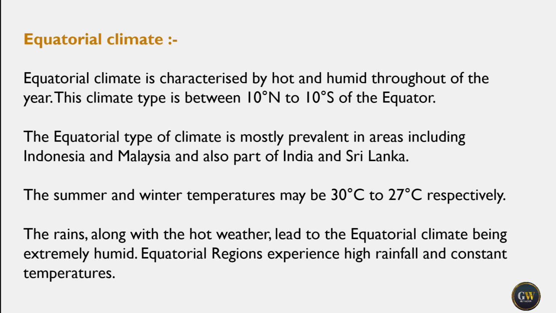This climate type is between 10 degrees north to 10 degrees south of the equator. So the countries that experience this equatorial climate, as we discussed earlier, are Indonesia, Malaysia, and also part of India and Sri Lanka. So the summer and the winter temperatures may be 30 degrees Celsius to 27 degrees Celsius respectively. The rain along with the hot weather leads to the equatorial climate being extremely humid. So this region is extremely humid because of the heavy rainfall throughout the year. The equatorial region experiences high rainfall and constant temperature. Here the difference in the temperature is very low.